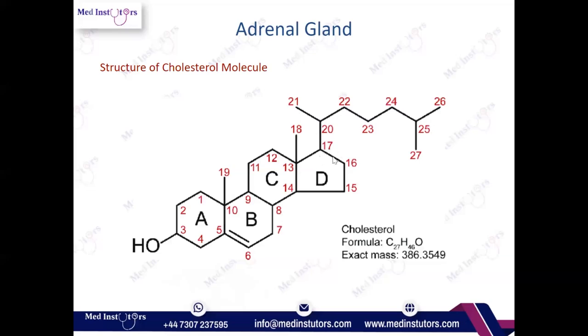And why did I ask this question? Because when the hormones of the adrenal gland are going to form from the cholesterol, this tail could be cleaved. So you should know from where this tail would be cleaved. It is at carbon number 17.